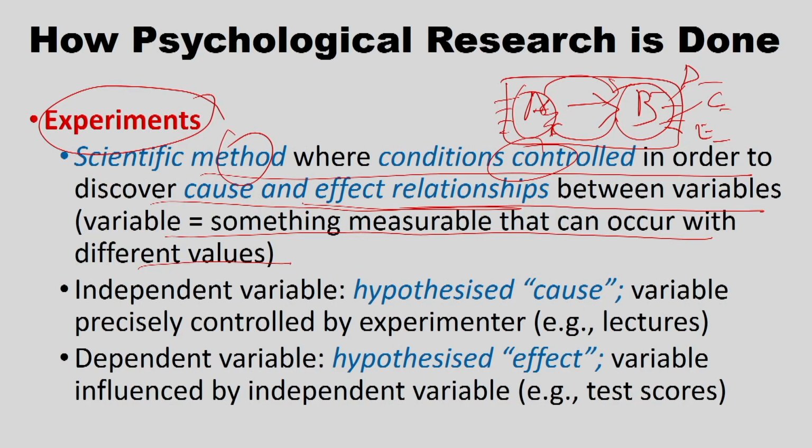So, why do we have a control group? We have a control group because, when we measure it, it can tell you whether the effects are because of hot coffee, tea or chocolate, or whether the effects are happening on their own. So, just to negate the effects of these hot drinks, the control group has been taken. Now, in any experiment you have something called the independent variable, the hypothesized cause, a variable precisely controlled by the experimenter, for example lectures.